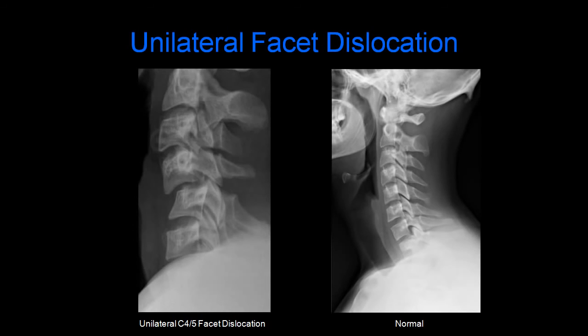Here's an example of unilateral C4-5 facet dislocation on the left. We can see that the C4 vertebral body is anteriorly subluxed in relation to the C5 vertebral body, and there is an abnormality pertaining to the facets. However, we do not see the bow tie sign as we saw on the previous example of bilateral facet dislocation.